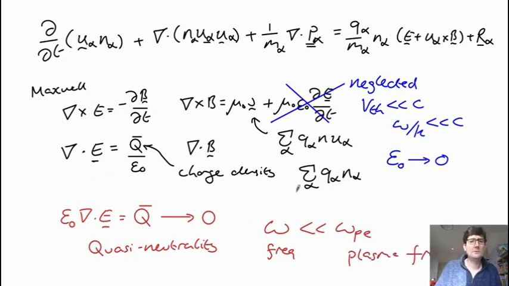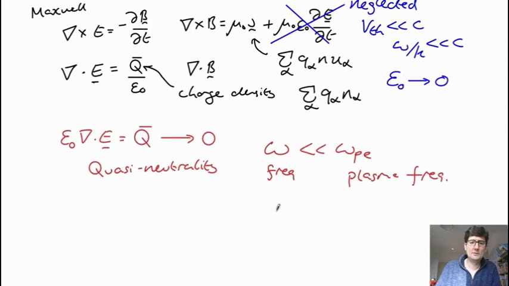And we must also assume that we're looking at phenomena which are long compared to the Debye length. So the wavelengths of the waves we're looking at must be much bigger than lambda D, the Debye length, because on length scales smaller than the Debye length, we can have net charge imbalance, whereas we're assuming that on average the charge imbalance is very small.